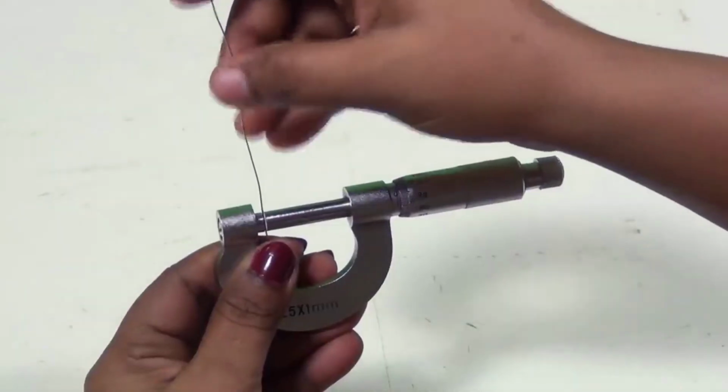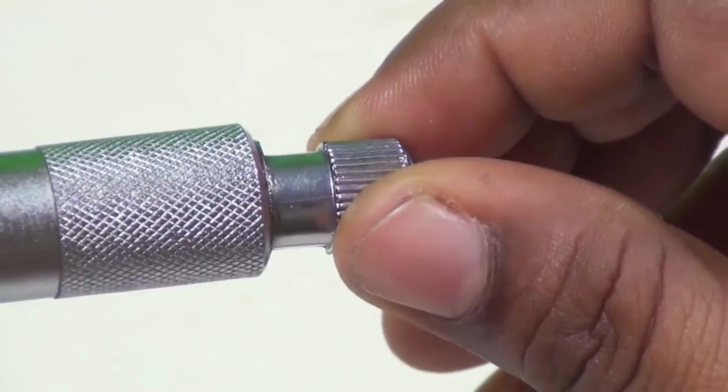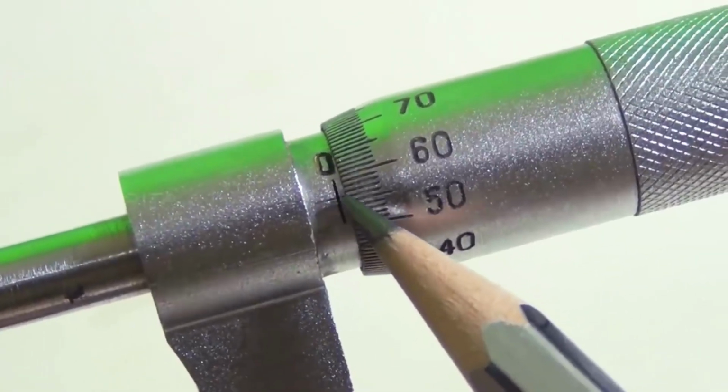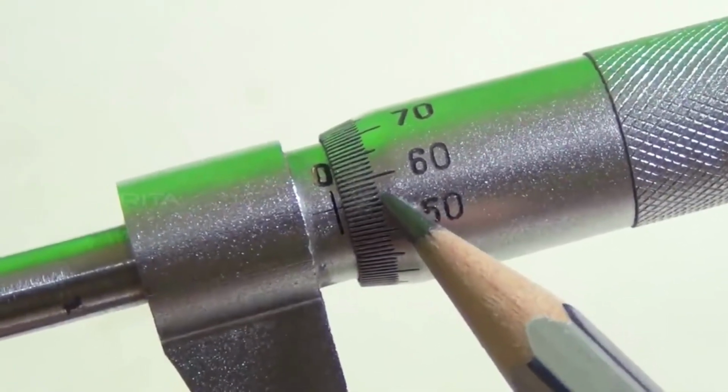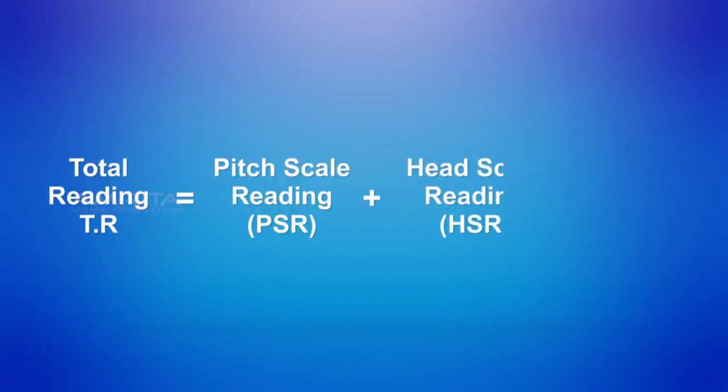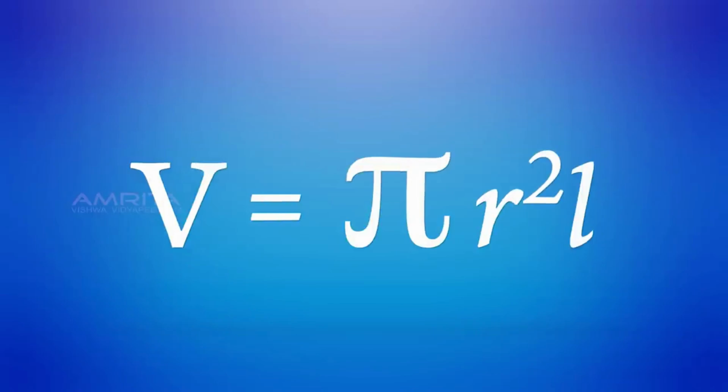Place the given wire between the tip of the screw and stud by tightening the ratchet. Note down the pitch scale reading PSR and head scale reading HSR. The diameter of the wire can be calculated using the relation total reading TR is equal to pitch scale reading plus head scale reading into least count. Calculate the volume of the wire using the equation V is equal to pi R squared L, where the length L of the wire is measured using a meter scale.